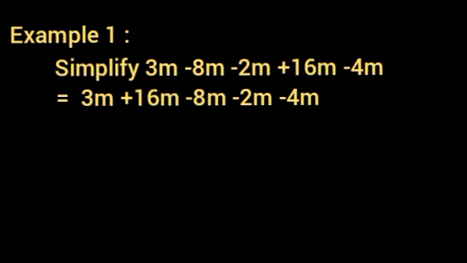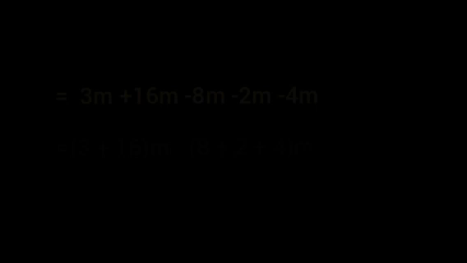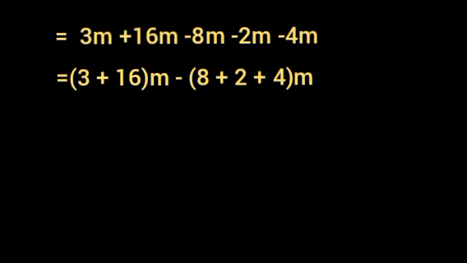Now 3m plus 16m. I earlier said m is just a term which is used in place to express or replace a number. So the next step we can do here is to factorize m out of the positive terms. When you factorize m, you're going to have 3 plus 16, in brackets, m, minus, then open brackets 8.